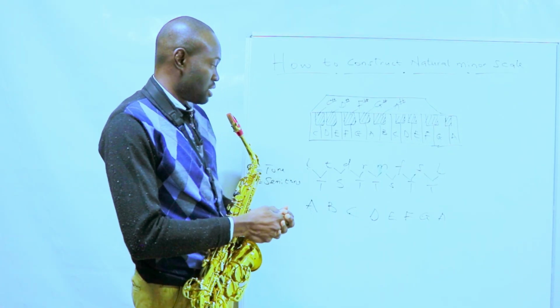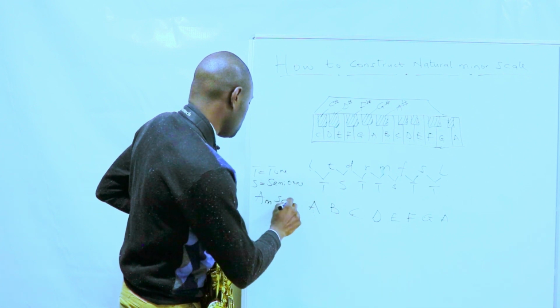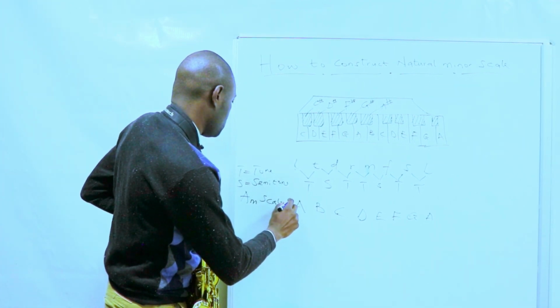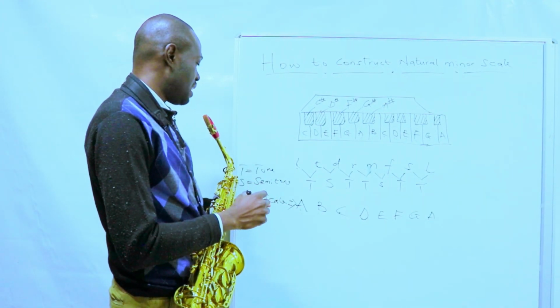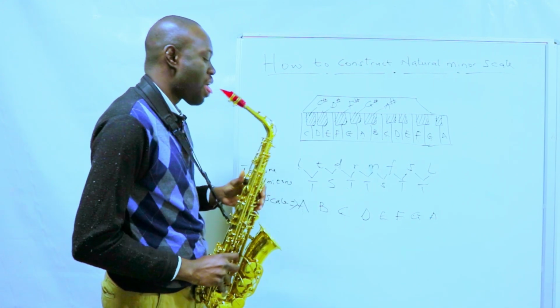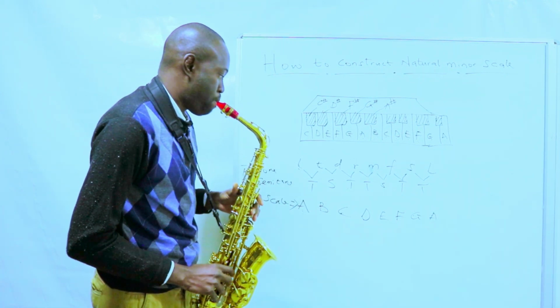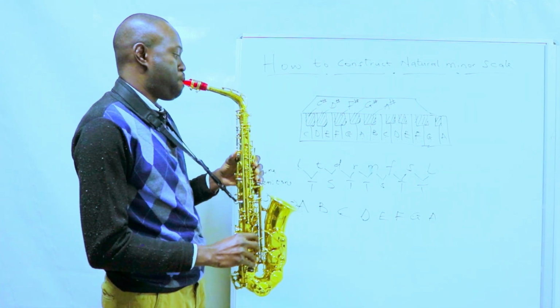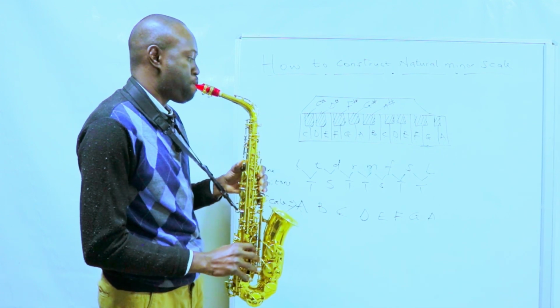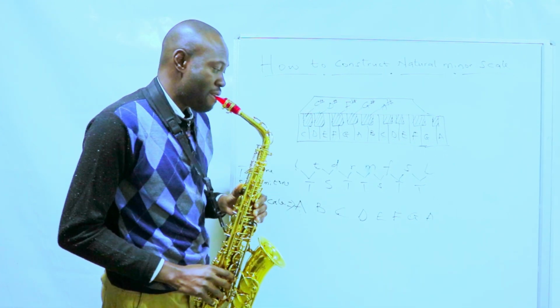So on the alto saxophone, the A minor scale is going to sound like this. Then the descending.